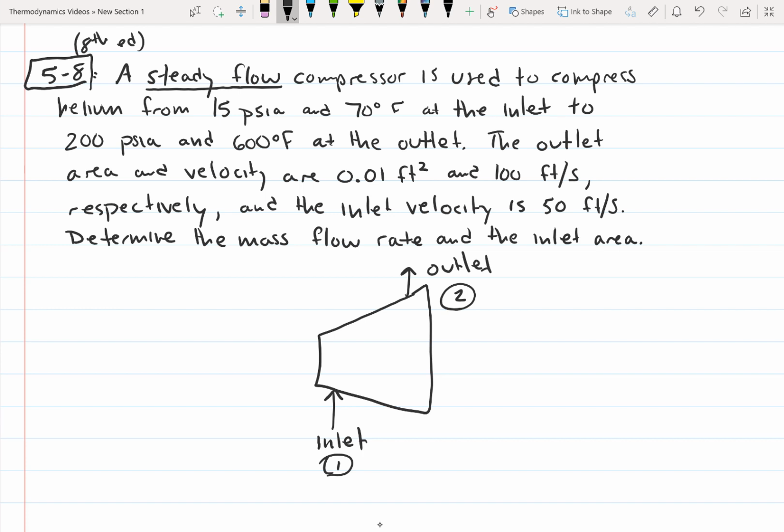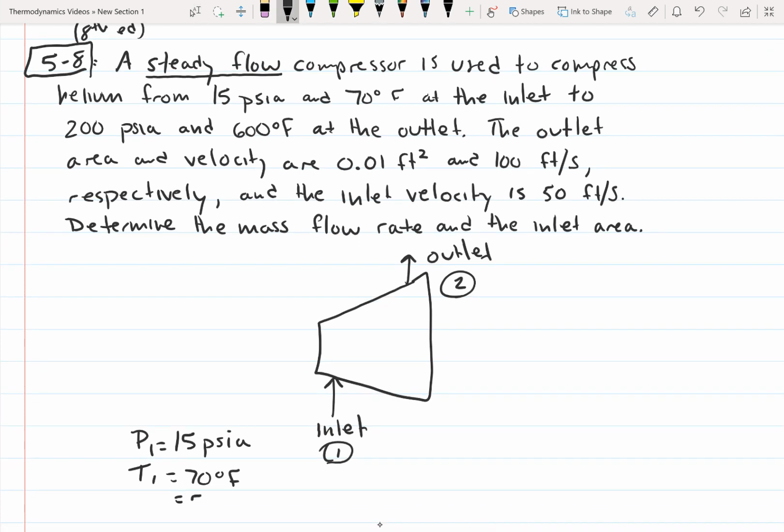So now let's start writing down the information that we know, and we also want to write down what we don't know and specify what we're looking for. We have a steady flow compressor, and we're compressing helium from 15 psi. That means that P1 is 15 psi absolute. T1 is 70 degrees Fahrenheit, and I'm just going to convert this to Rankine. So 70 degrees Fahrenheit is 529.7 Rankine.